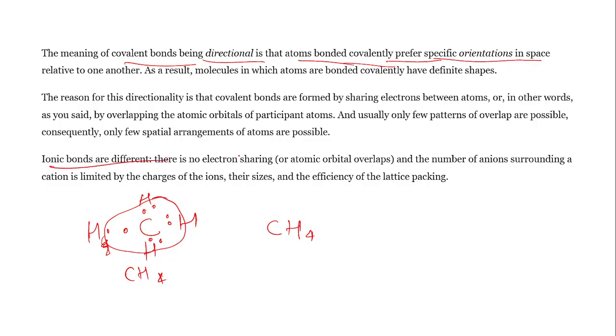As a result, molecules whose atoms are bonded covalently have definite shapes. Unlike ionic bonds, where there is no electron sharing, the number of anions surrounding a cation is limited by the charges of the ions, their sizes, and lattice packing. The reason for this directionality is that covalent bonds are formed by sharing electrons between atoms and overlapping of atomic orbitals. Usually, you always see NH3 drawn like this. The sharing is very directional, because otherwise if they come closer there will be repulsion between them. So that's why they maintain this kind of shape, and why covalent bonds are called directional bonds. A is the correct option.